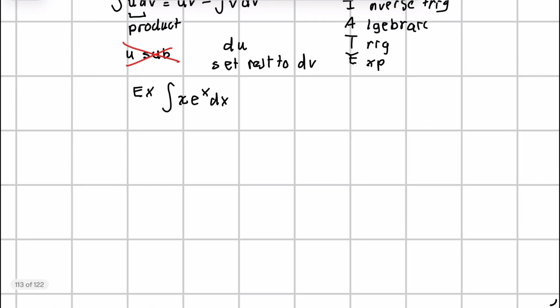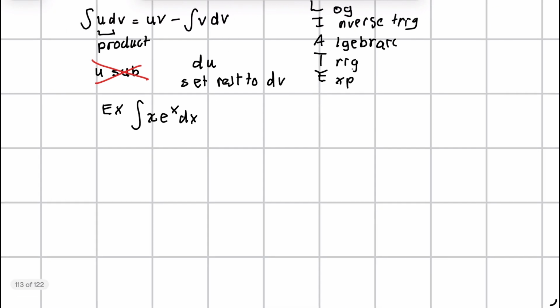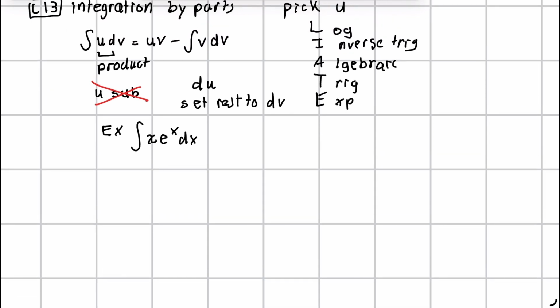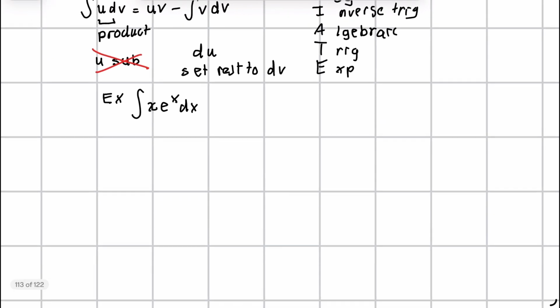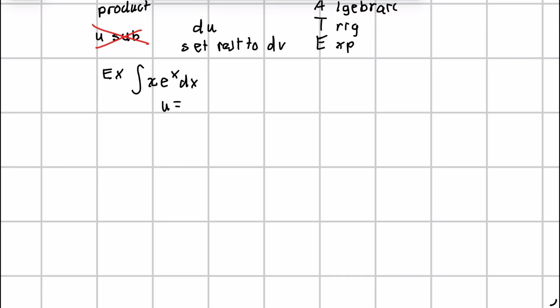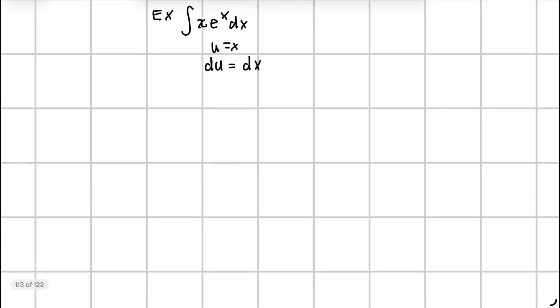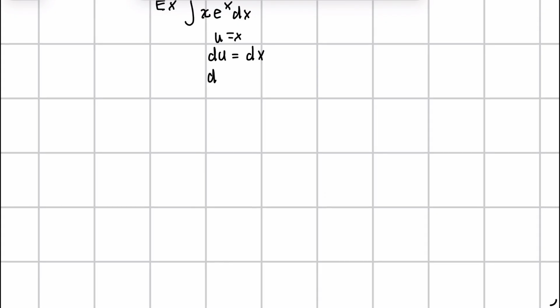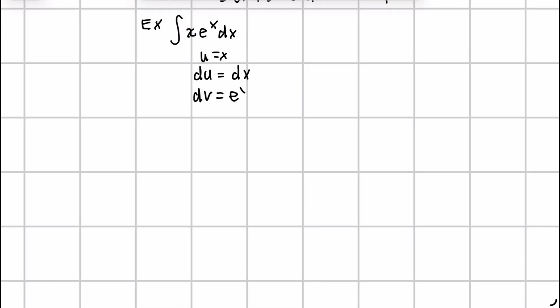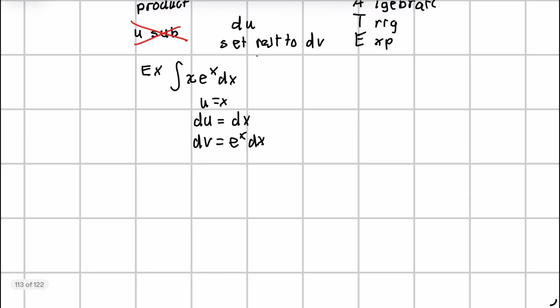First off, we have to pick u. One of our rules is we can make u using an algebraic term. Great, we have an algebraic term right there. So we're going to make u equal to x. So then we have to define the derivative of that. So that's just going to be du/dx, because this is x, that's just a constant, and then we'll just multiply it by dx, because it's in terms of x, right? So then we're going to set dv equal to e to the x times dx, because we're going to set the rest equal to dv, right?